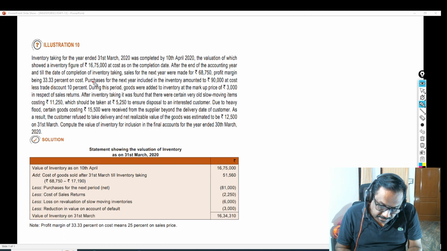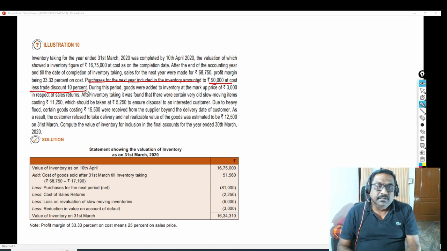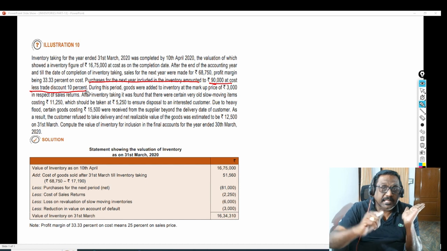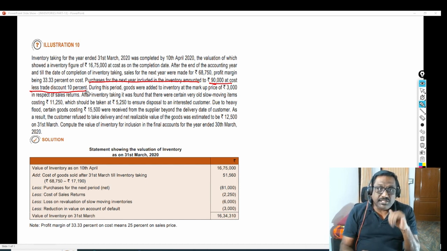Purchases for the next year included in the inventory amounted to 90,000 at cost, less trade discount 10%. Next year purchases, why do we need to include them in inventory? We should not, because that is not part of the previous year inventory. That is part of the current year inventory. So next year purchases have to be reduced from this 16,75,000. But 90,000 we cannot reduce.